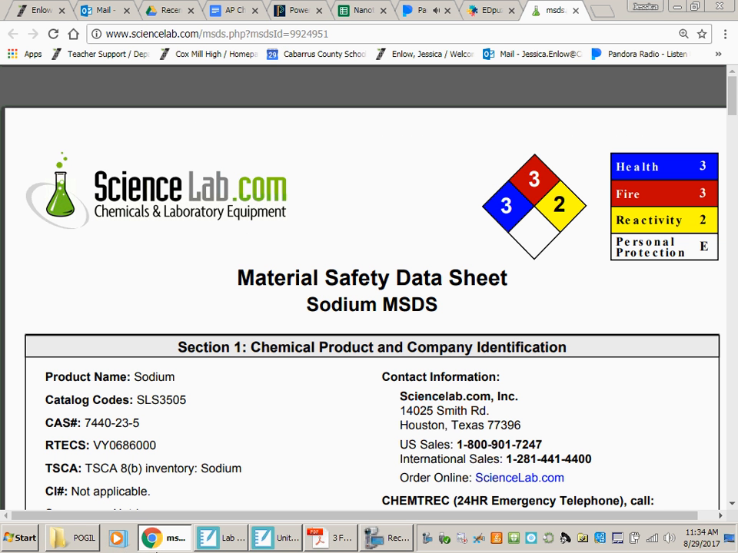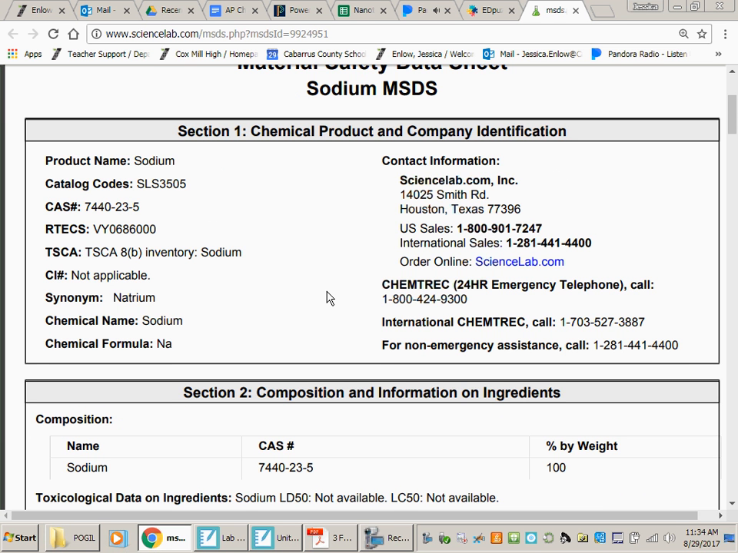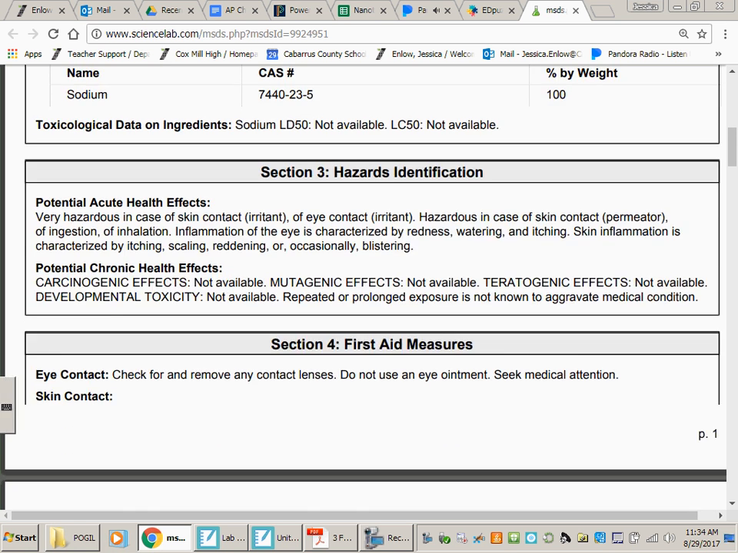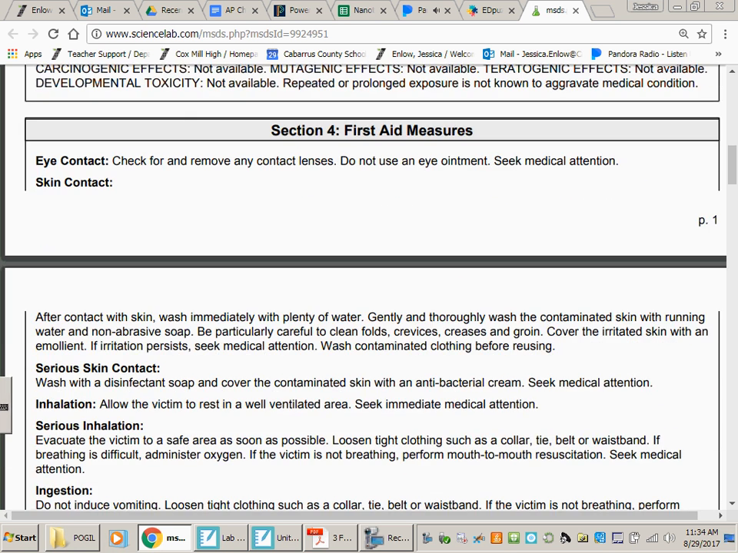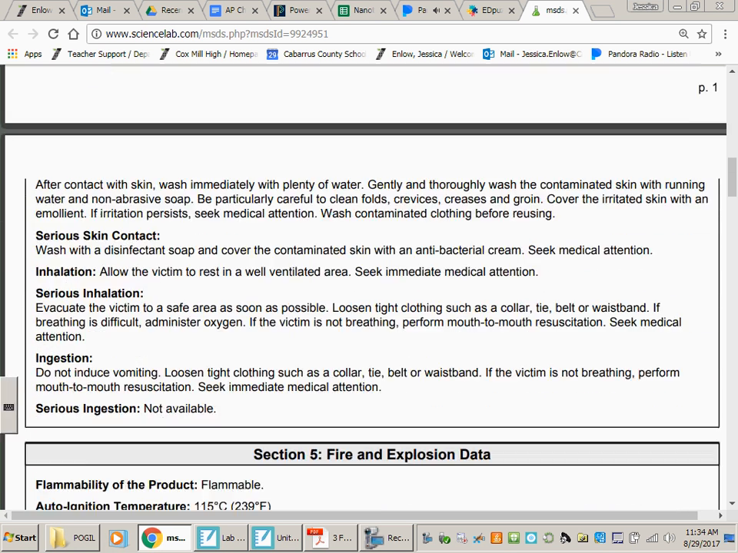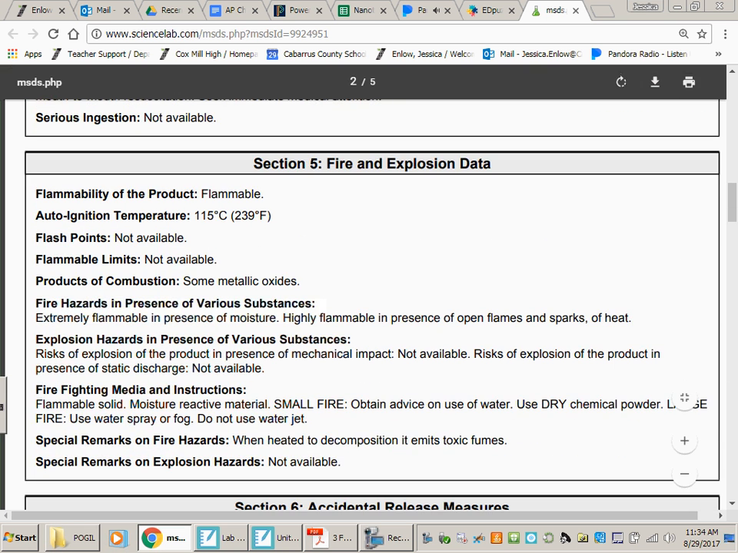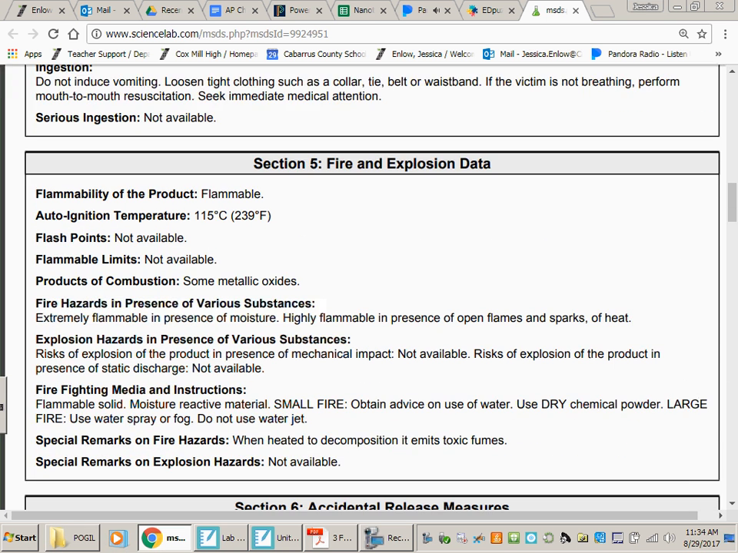Section 1 gives you basic information: chemical name, sodium, and so forth. Section 2 tells you about the composition. 3 tells you about some hazards. 4, safety measures, a lot of safety measures. 5 is kind of interesting. Sodium by itself is flammable. Did you guys know that?